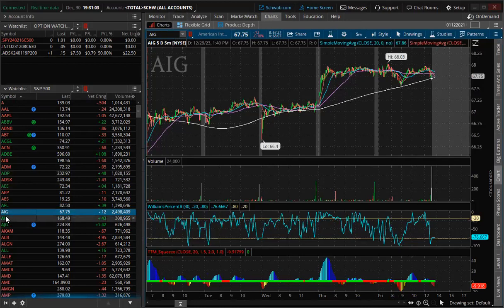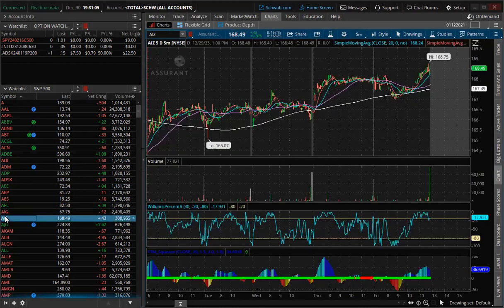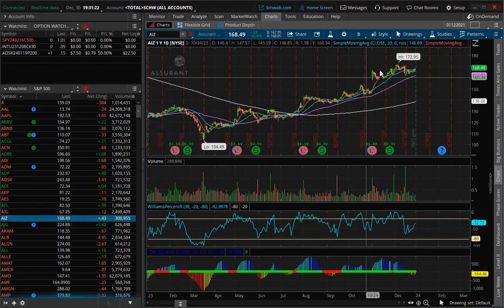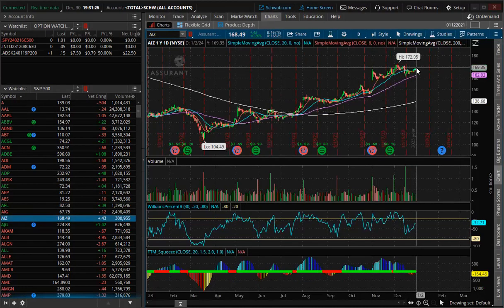So this is kind of the way that I scout. AIZ is up to 168. See if that's a year high. 172 is a year high. So it's not all the way up, but it's interesting.